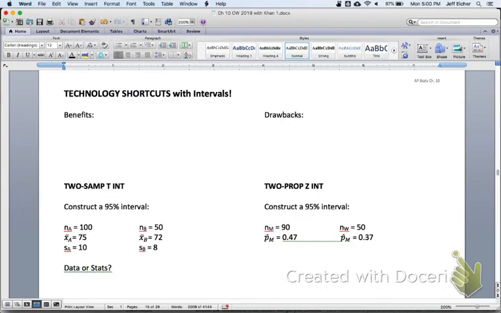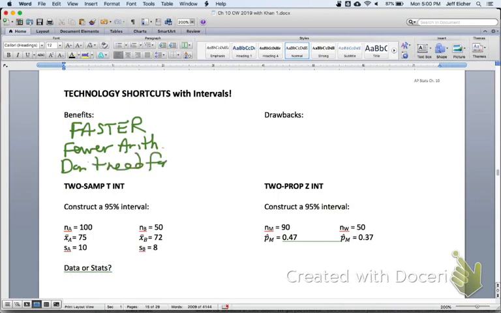So, technology shortcuts with intervals. I don't think I'll have to give too many arguments for the benefits of using these. It is definitely faster than having to calculate it by hand. There are fewer arithmetic mistakes. And really, in a way, you don't need the formula. Those are all great benefits.